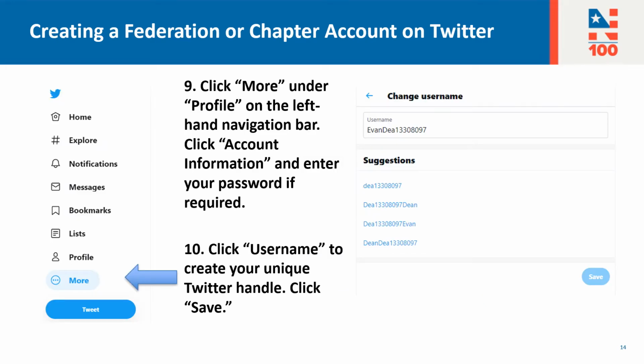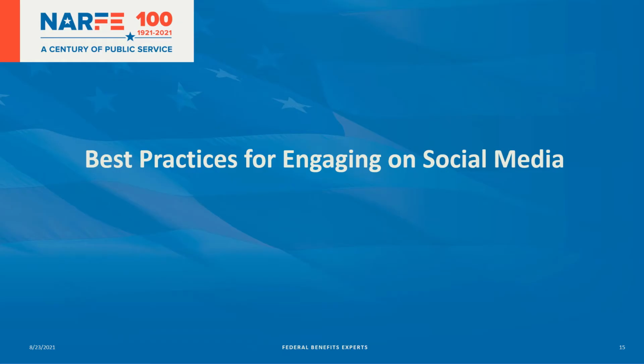Twitter has a special step that you'll need to take to make your profile look more credible. On the menu bar on the left, you'll look toward the bottom for More. Click on that, and then you'll click Account Information and enter your password again if required. Next, you'll click Username, and this will allow you to create your unique Twitter handle or the name that you will use on Twitter. Click Save.